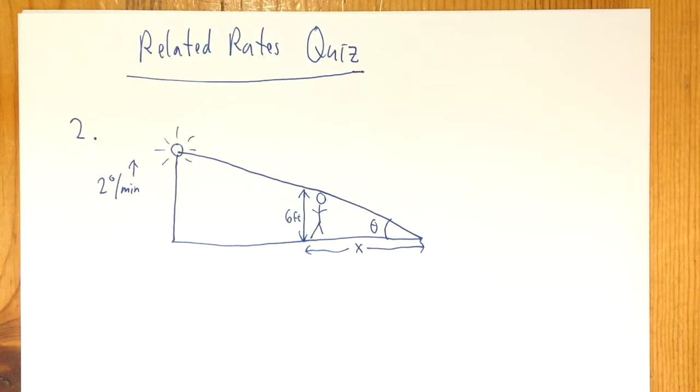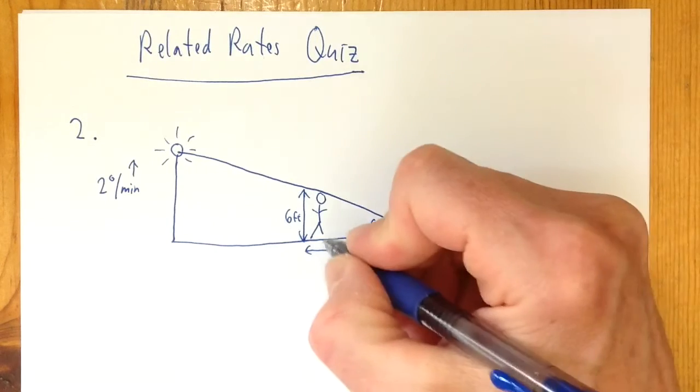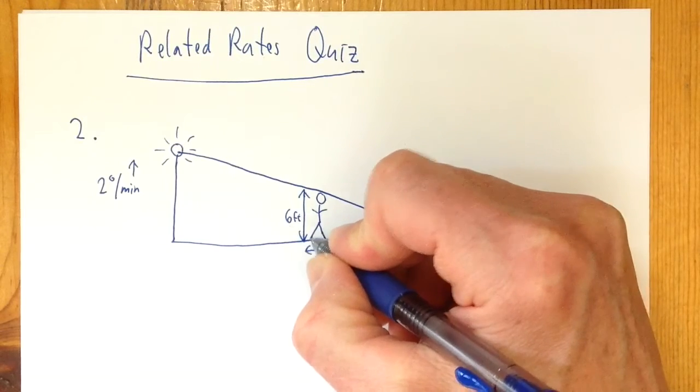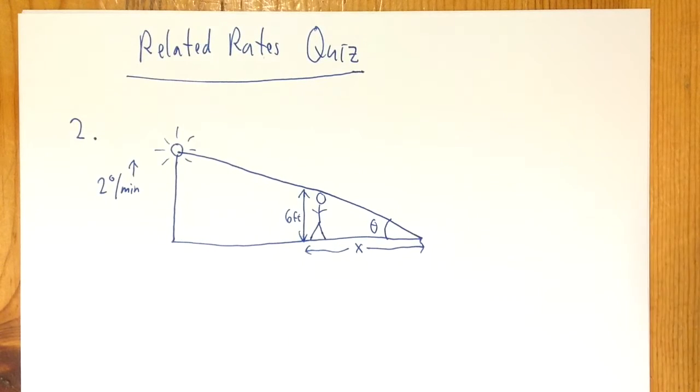So number 2 on the related rates quiz was definitely the hard one. Some people got close, but no one really completely got it, which makes sense. I don't think we've done one exactly like this, so I want to go over it and then give you guys another chance. Okay, so here's the deal.